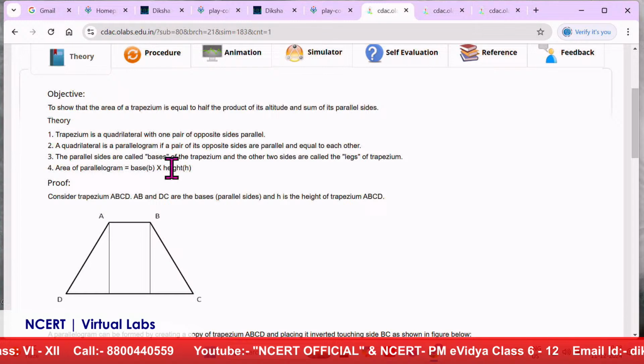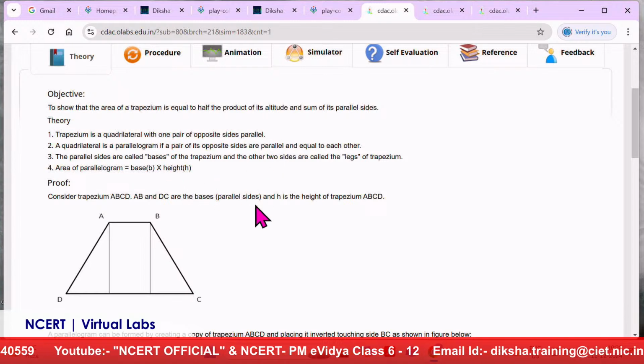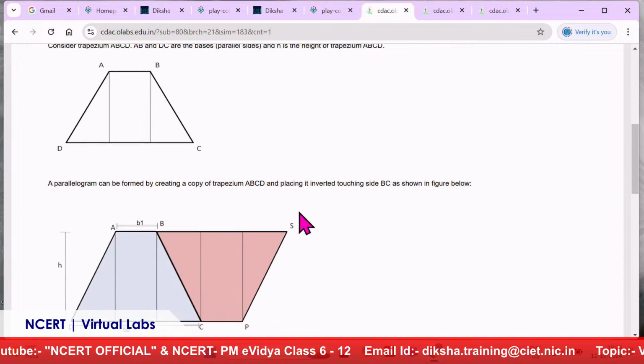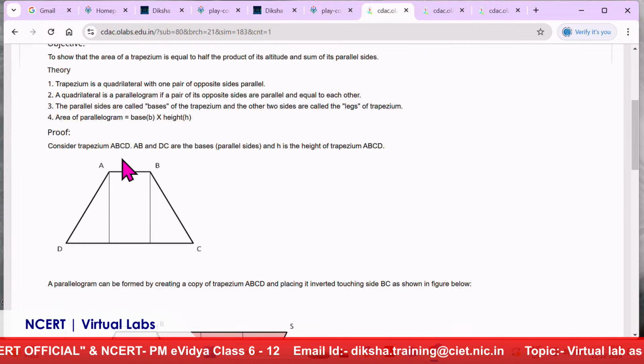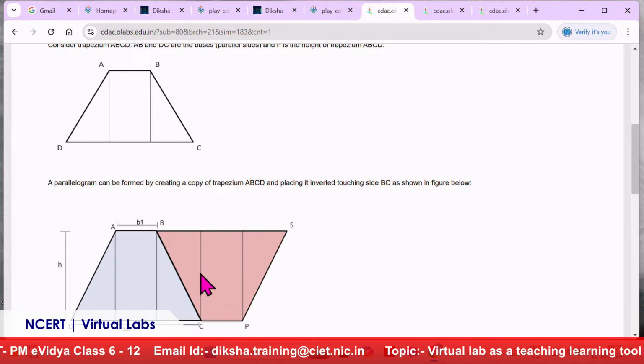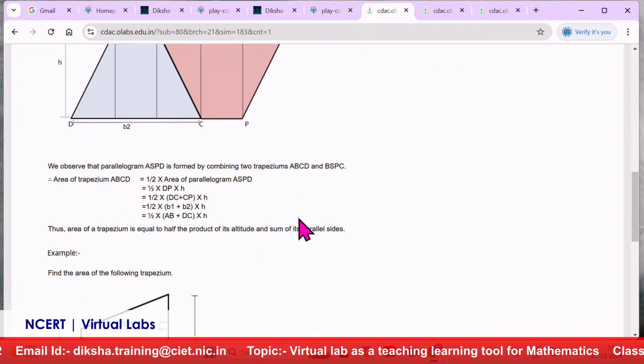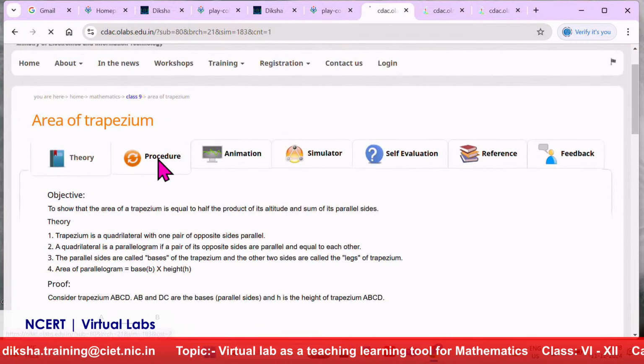So what is the theory about the trapezium? A trapezium is a quadrilateral with one pair of opposite sides parallel, and here you can see the proof about the trapezium and what we are going to discuss in the simulation. One activity is also given in the drop-down. So I am clicking on the procedure.